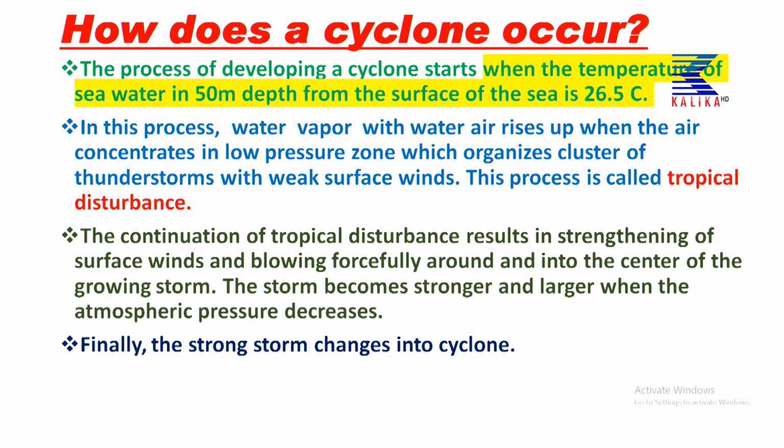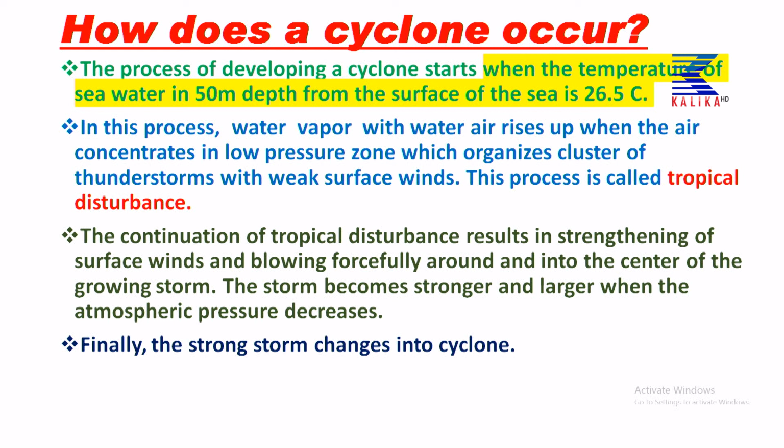there is too hot. The continuation of tropical disturbance results in the strengthening of the surface winds and blowing forcefully around and into the center of the growing storm. The storm becomes stronger and larger when the atmospheric pressure decreases. Finally, the strong storm changes into the cyclone. Okay, so it looks something very difficult.